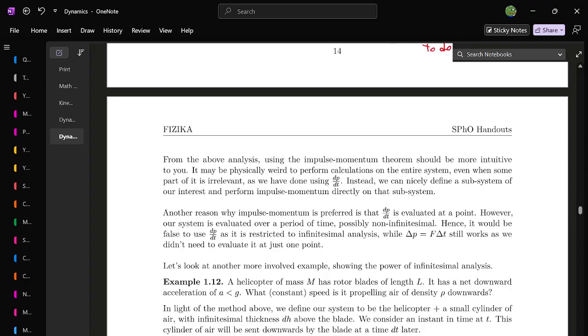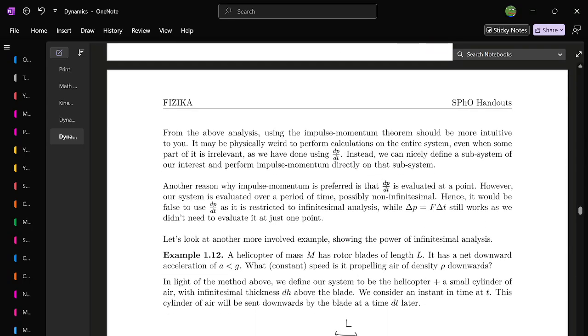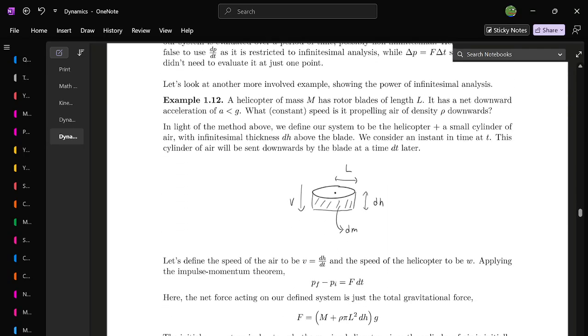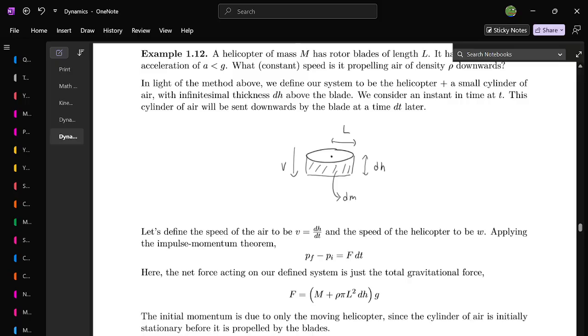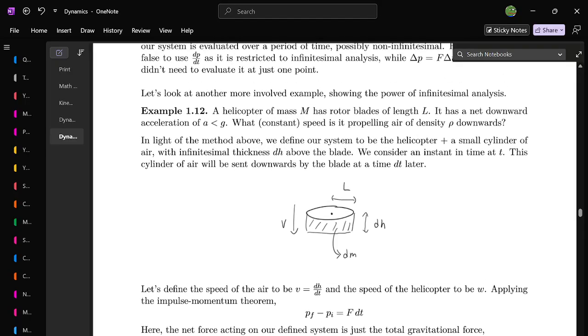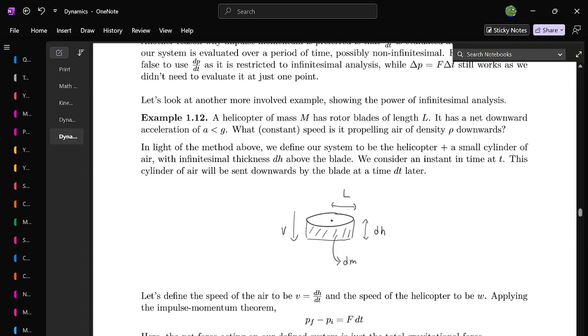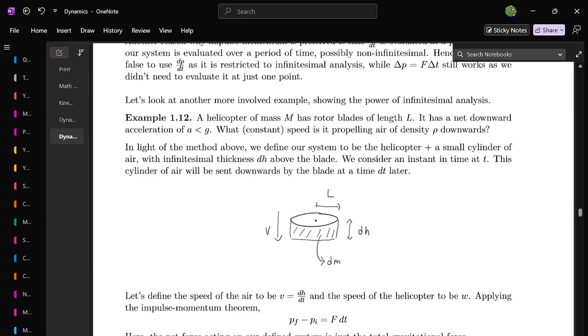Okay, so this is just a bit more reading for you to understand what's happening. We can look at another example where we use infinitesimal analysis. Here we have a helicopter of mass m and rotor blades of length L, and you want it to have a net downward acceleration of a, which is less than g. Of course, you will need to propel air of density rho downwards, and you want to find this constant speed.